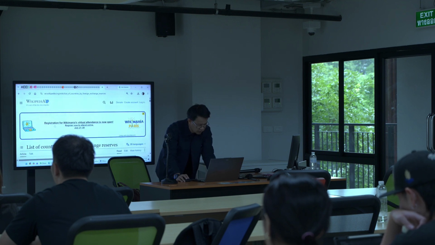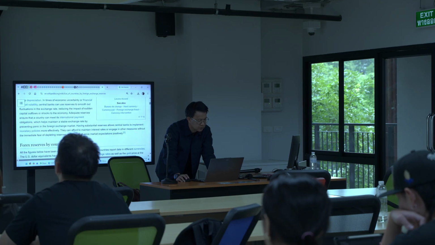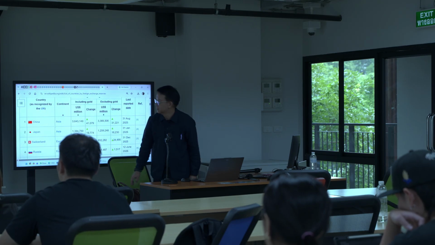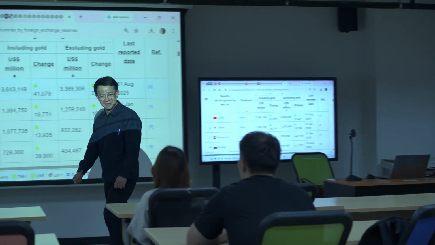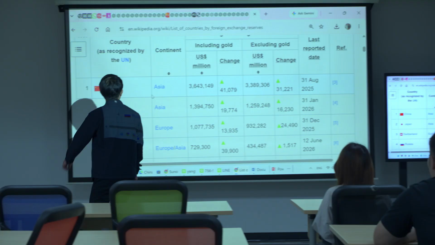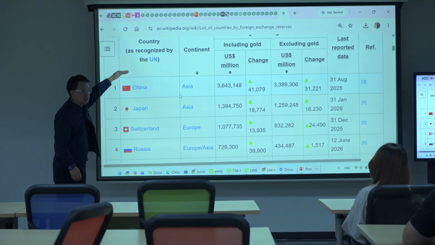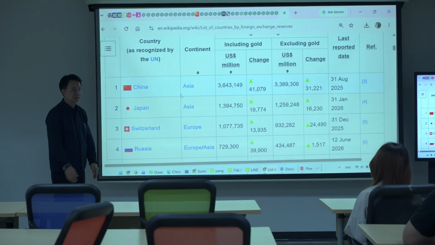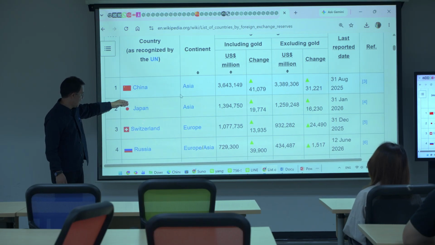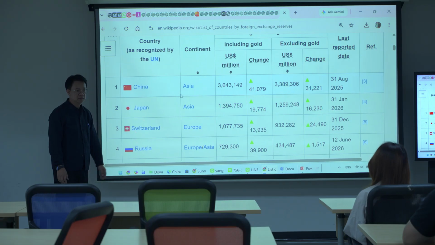Just choose the simplest one, called GDP. GDP of China. This is the list of the top 5 or 10 countries that hold US assets. Number 1 is China, then Japan, Switzerland, Russia. Okay.